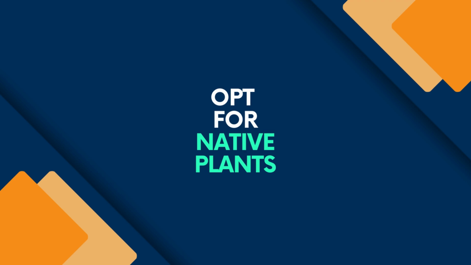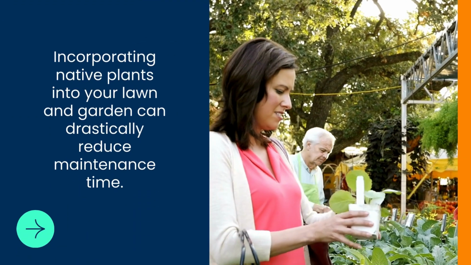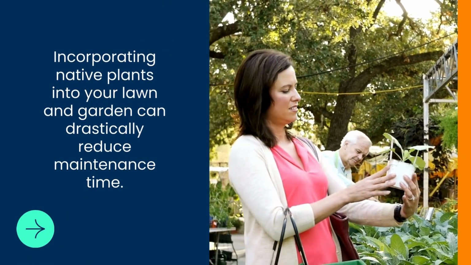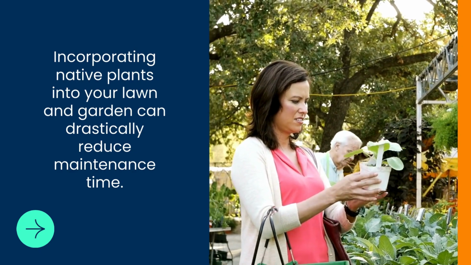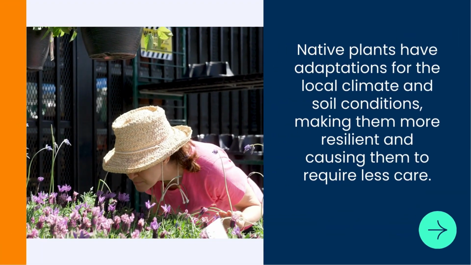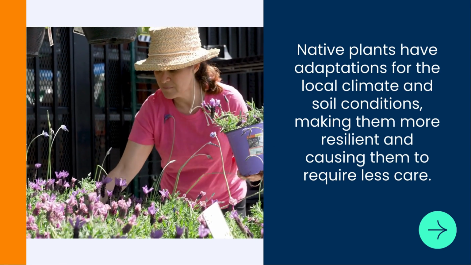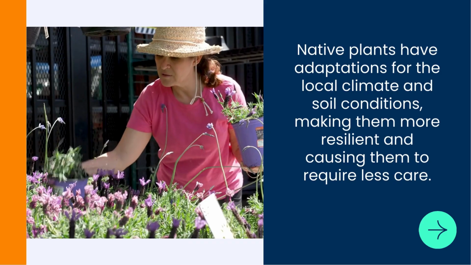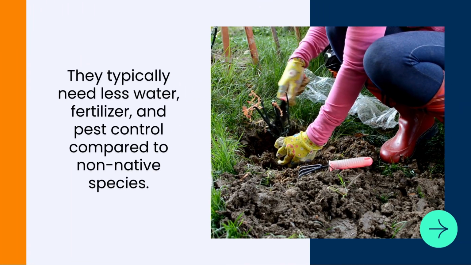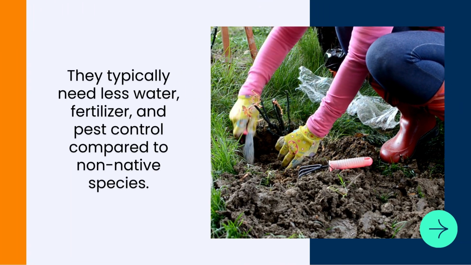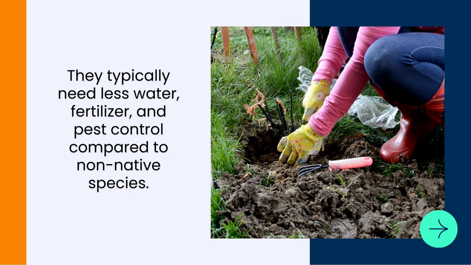Opt for native plants. Incorporating native plants into your lawn and garden can drastically reduce maintenance time. Native plants have adaptations for the local climate and soil conditions, making them more resilient and causing them to require less care. They typically need less water, fertilizer, and pest control compared to non-native species.